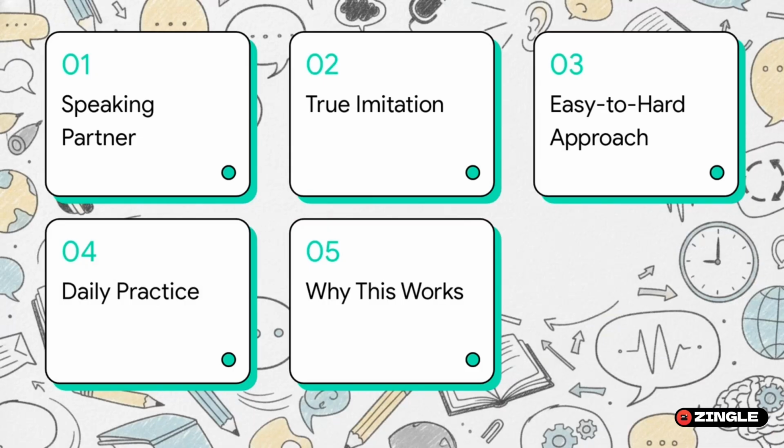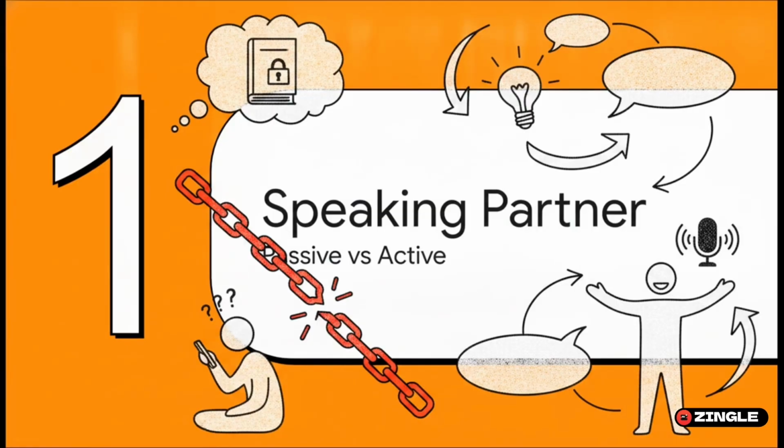Okay, let's dive into this with a quick roadmap. First, we'll explore the speaking partner problem. Then, we'll figure out what is true imitation. After that, we'll look at the easy-to-hard approach, followed by your daily practice plan, and finally, we'll break down exactly why this actually works. Starting off with Section 1, the speaking partner problem, passive versus active learning.